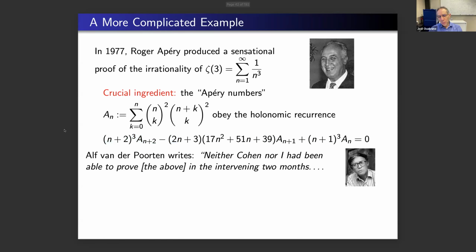And van der Poorten teamed up with Henri Cohen, who was another famous number theorist, and they tried to actually prove it. And van der Poorten writes, neither Cohen nor I had been able to prove the above in the intervening 2 months between the time that Apéry presented his proof and the time that he was going to present it at the International Congress of Mathematicians.